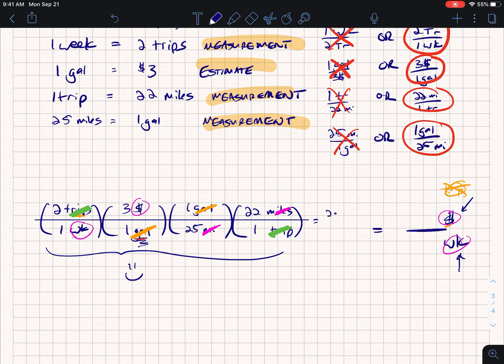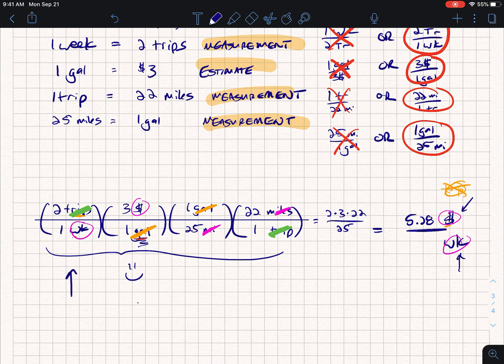So my answer winds up being 2 times 3 times 22 over 1 times 1 times 25 times 1, so over 25. I can't do that in my head. It's going to be, I don't know, probably about 5 something. 2 and 3 times 22 divided by 25. Yeah, this winds up being $5.28 per week.